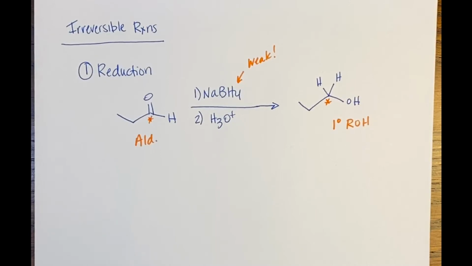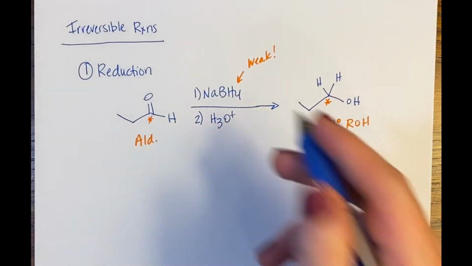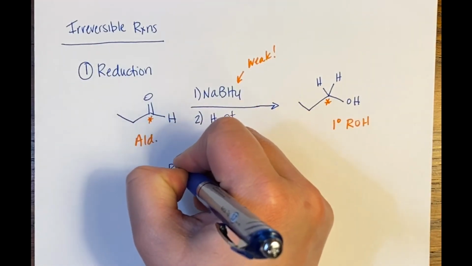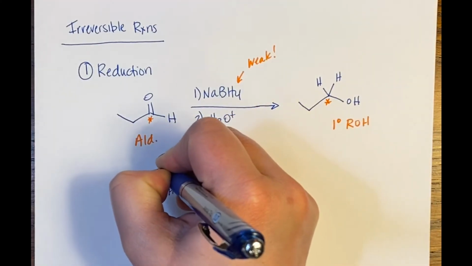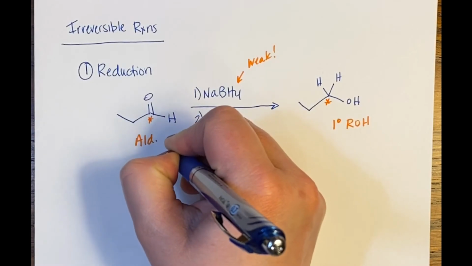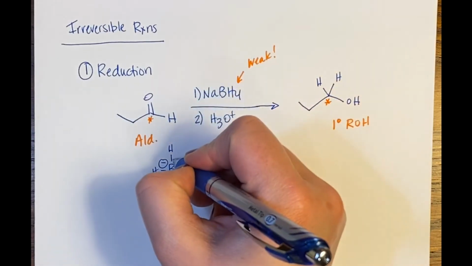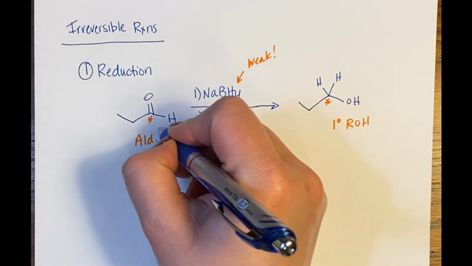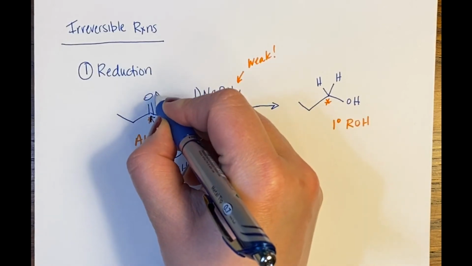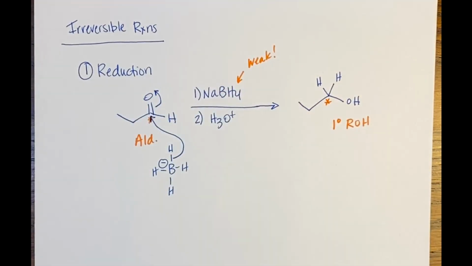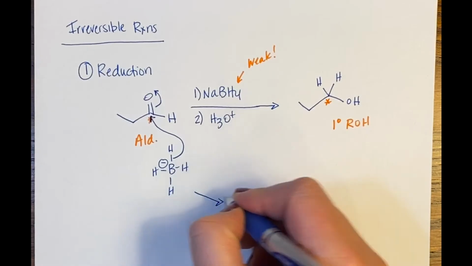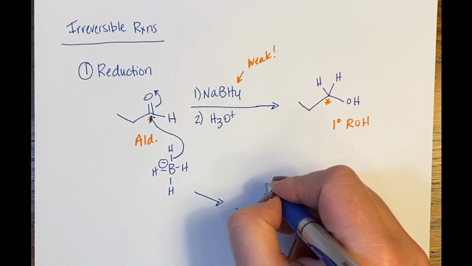The mechanism for this reaction would be the same. We have our borohydride ion, which is a source of H-, and it can transfer one of the hydrogens with its electrons to that carbon of the carbonyl, send the electrons up to the oxygen, and that's going to give me a tetrahedral intermediate that looks like this.